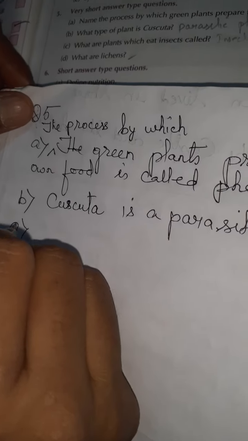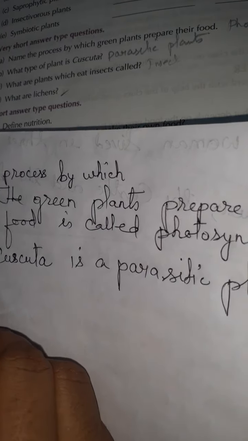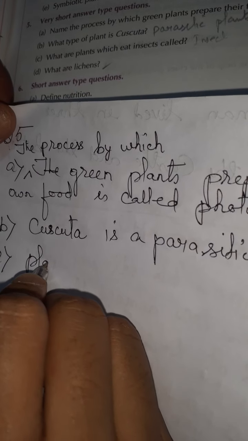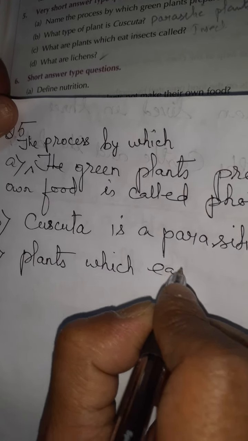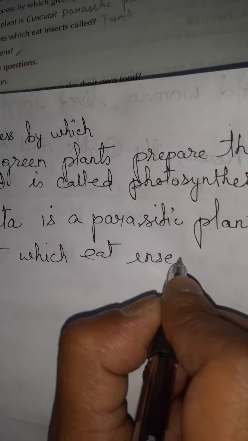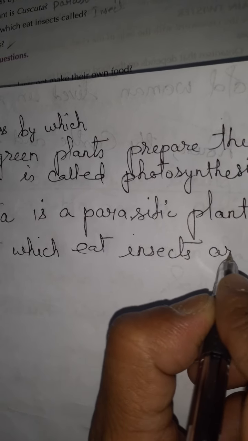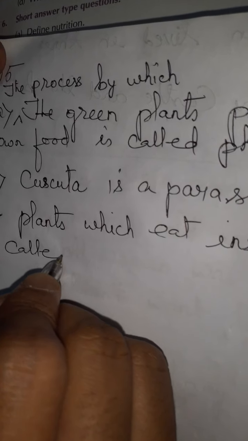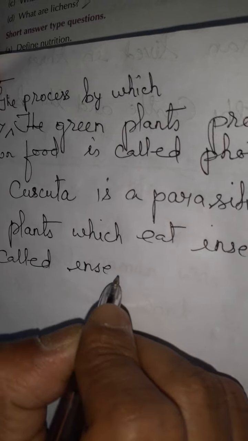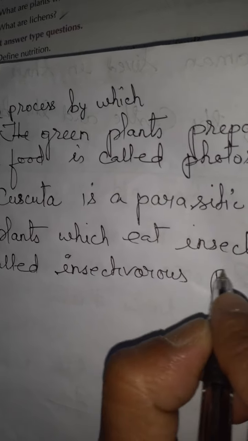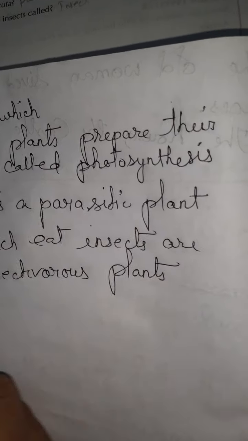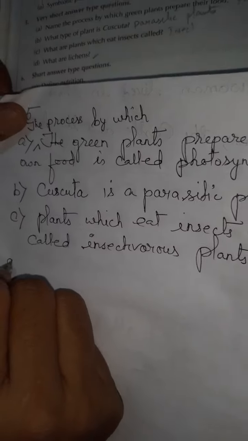Number C. What are the plants which eat insects called? Plants which eat insects are called insectivorous plants. Number D. What are lichens?